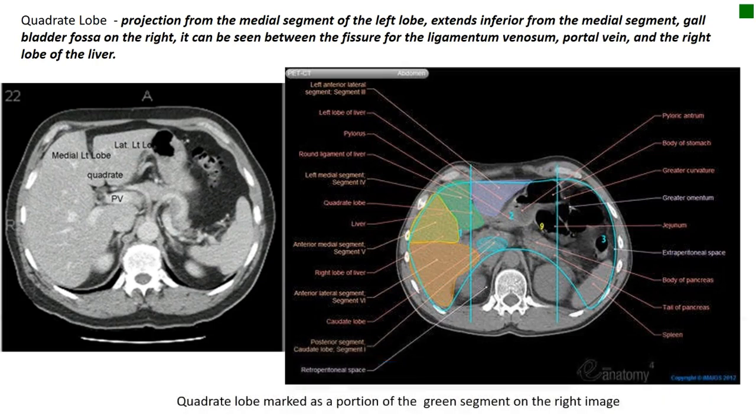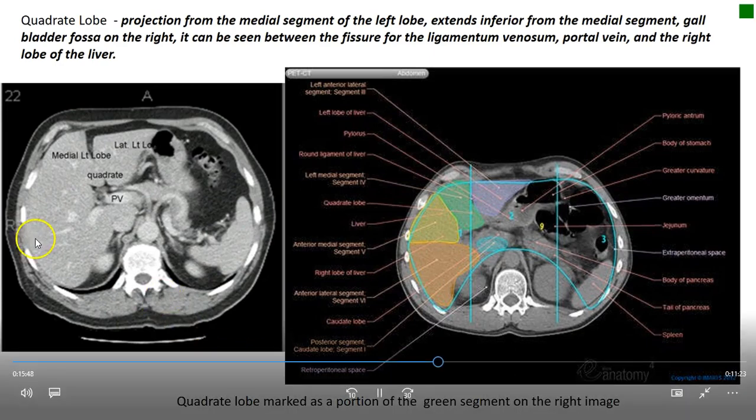So now looking a little bit more inferior, we're still in a CT image, and this is posterior, right, and anterior. We're going to be looking at the quadrate lobe this time, and the quadrate lobe is a medial projection of the left lobe of the liver. And so you've got the lateral left lobe here and the medial left lobe here, and you've got the fissure for the ligamentum venosum here, and the portal vein, and the right lobe of the liver. And in between those 3 is the quadrate lobe here.